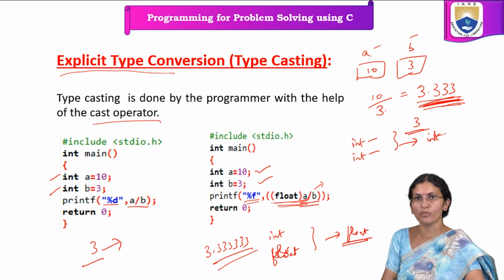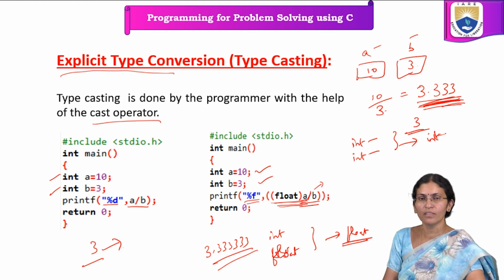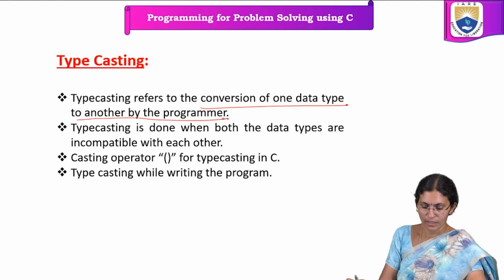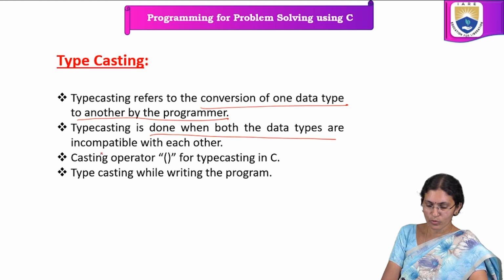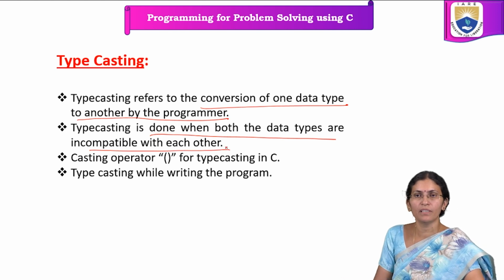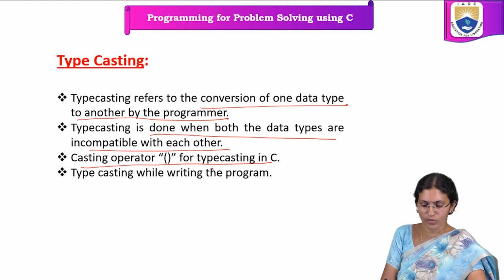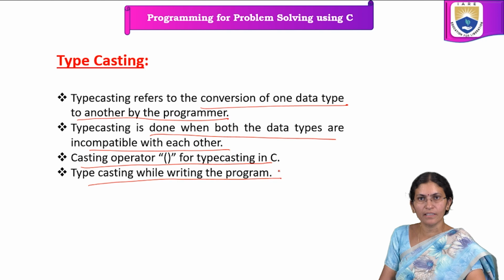So typecasting is also converting one data type to another data type to avoid loss of information, or sometimes it is also done for memory management. Typecasting refers to conversion of one data type to another by the programmer. Typecasting is done when both the data types are incompatible with each other. The casting operator is used for typecasting in C. Typecasting is done while writing the program itself.